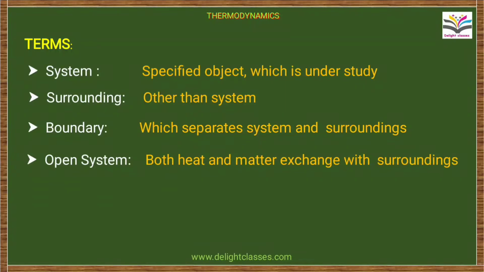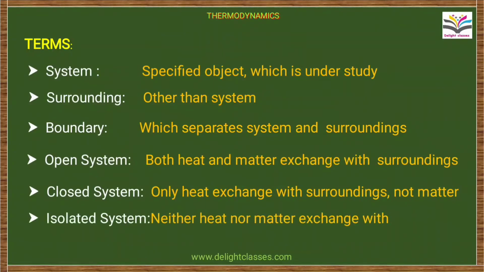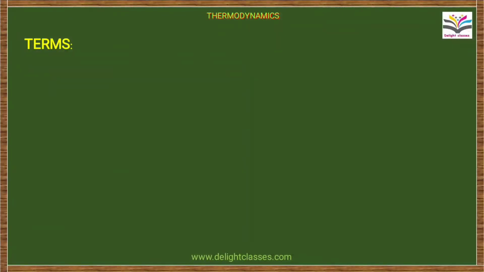Open system, both heat and matter exchange with surroundings. Closed system, only heat exchange with surroundings, not matter. Isolated system, neither heat nor matter exchange with surroundings.